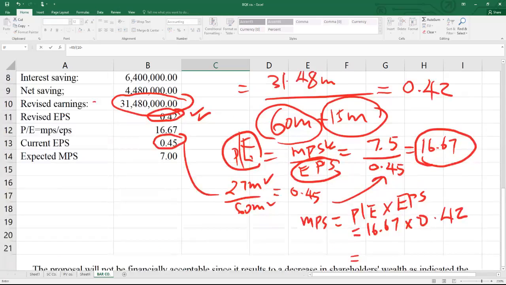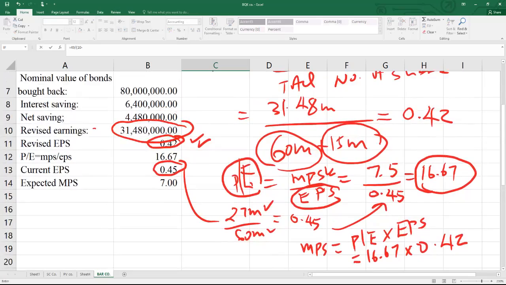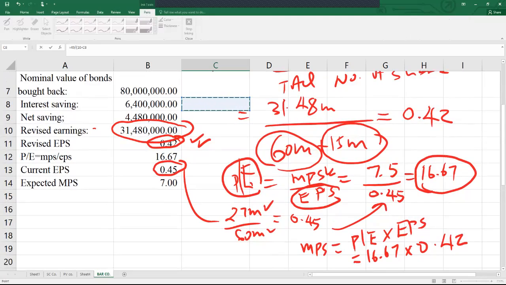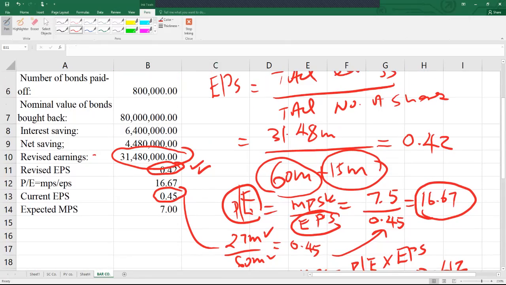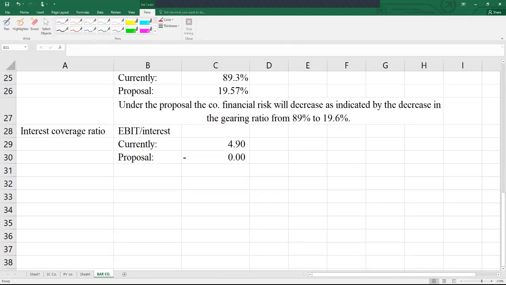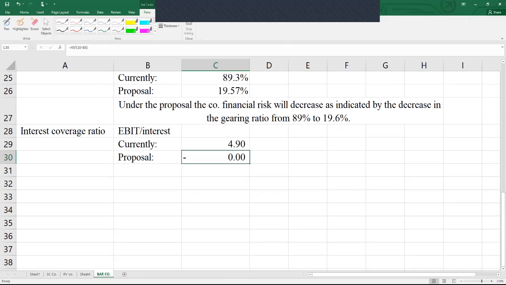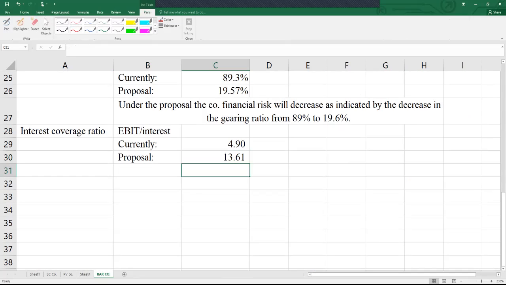Just to refer back to what we have just done, here it is, the company saves 6.4. Don't forget, this is the company's saving. You'll be saving interest of 6.4 million. You used to pay 10 million, then after, how much will you be paying? You'll be saving 6.4 million. Therefore, your new interest is 10 minus 6.4. Clear? Okay, I guess it's clear. Therefore, we minus 6.4. Okay, therefore, our new interest coverage ratio.